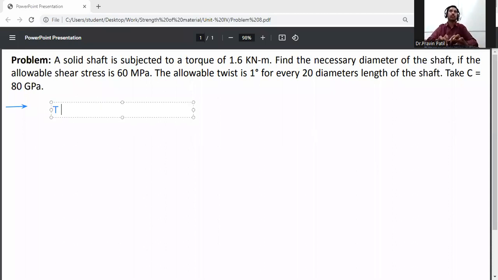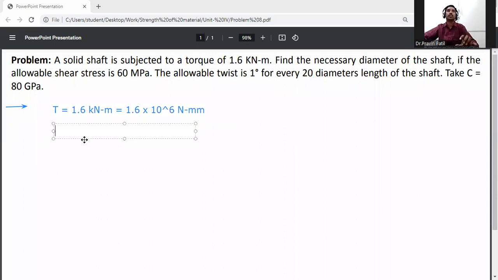So T is the torque. It is given T is equal to 1.6 kilonewton meter. Convert it into Newton mm. That is 10 raised to the power 6 Newton mm. Then next, the allowable shear stress is given, Fs is equal to 60 MPa. 60 MPa means Newton per mm square. We get the same value in Newton per mm square.